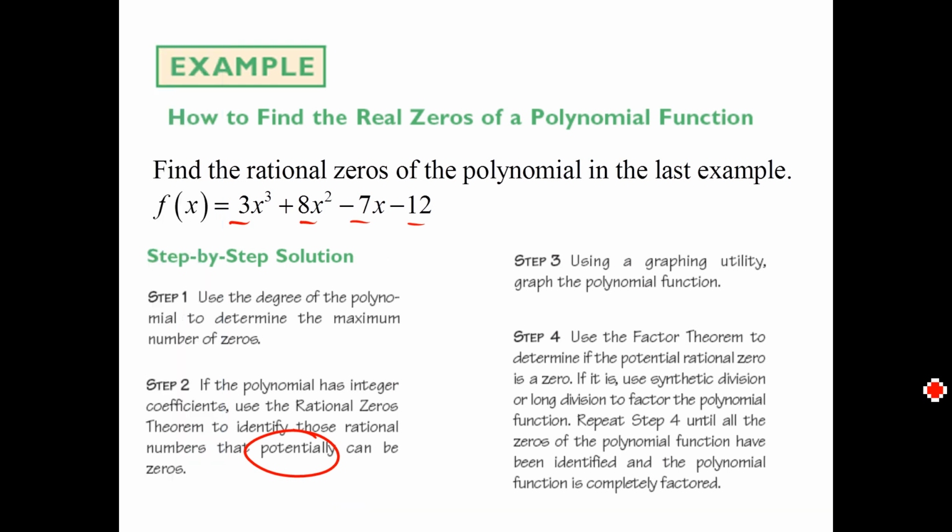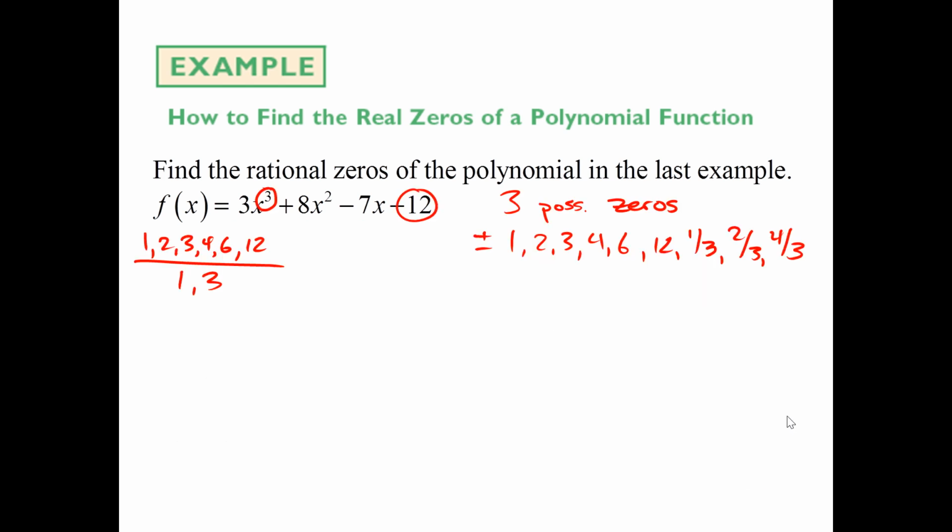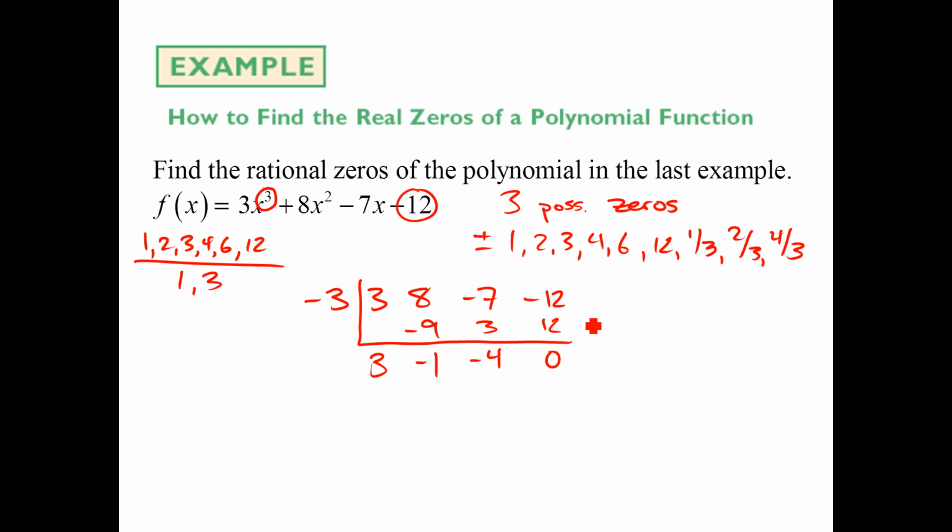So we're going to use the factor theorem to determine if it actually works. Use synthetic division to factor out. Alright, so we're guessing that -3 is a 0. We're going to do some synthetic here. 3, 8, -7, and -12. If it works, we're going to get a 0 down here. So let's see if we do. -9, that's a -1. That's a 3, a -4, a +12. Hey, look at that. All right, we are factored.